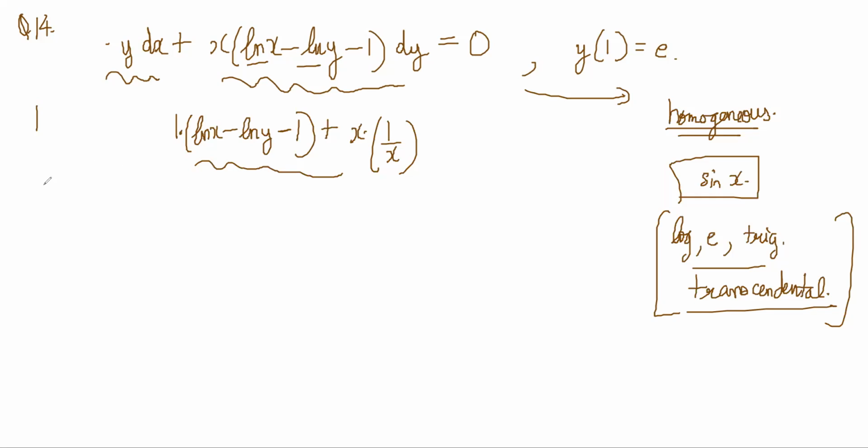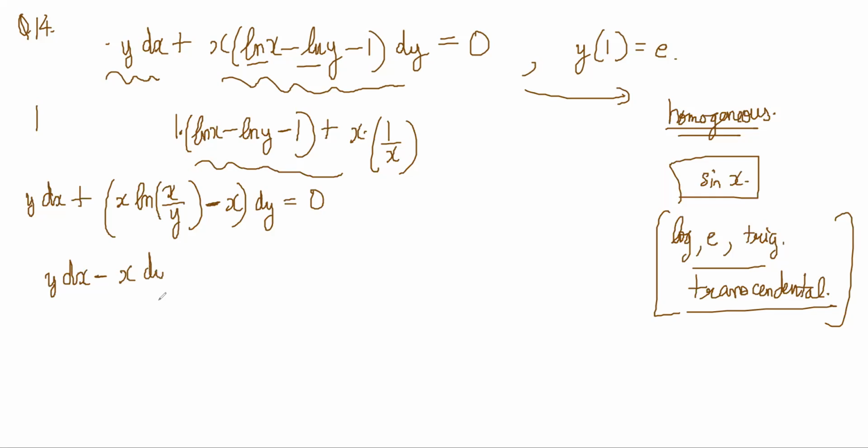So we have to think of some other way. So, y dx plus x ln x by y, this is minus 1, x ln x by y minus x, dy is equal to 0. So this is written as y dx minus x dy plus x ln x by y dy is equal to 0.